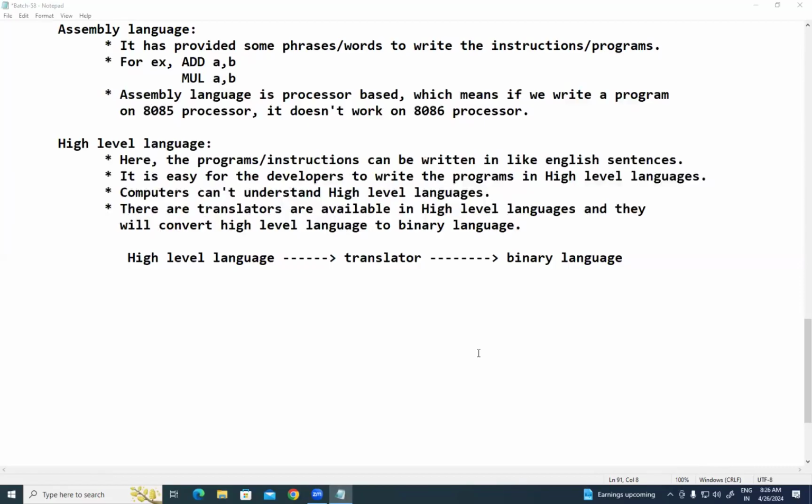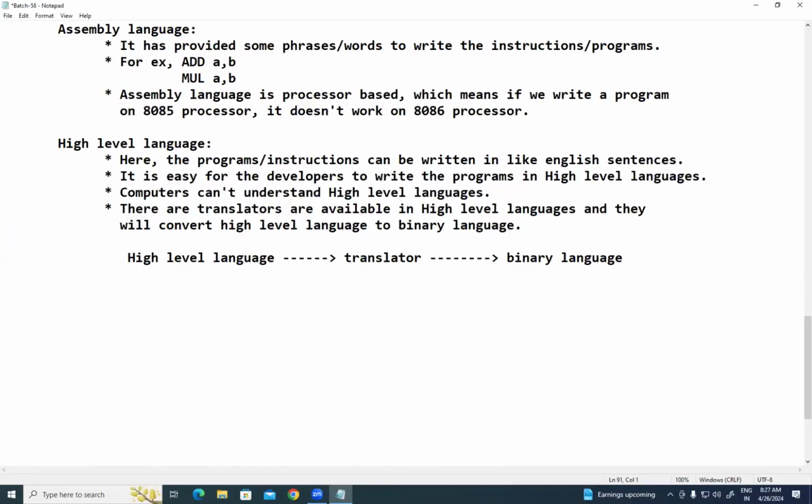The code from Hindi into binary language. Are you able to follow me? We don't have any translators available for converting instructions written in Hindi to binary language. We don't have any translators. Able to follow me, everyone? There is a question here. What if, for example, translators are designed?